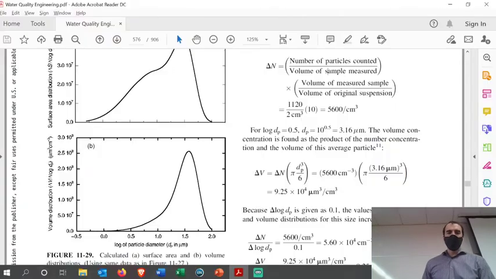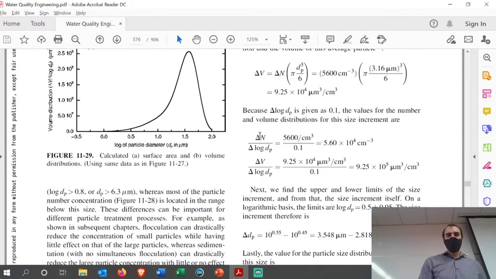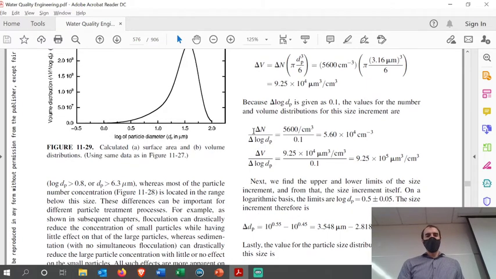Okay, so let's come back to what the book is showing. They solved that. Then, because the log of dp is given, we have values for the volume distribution for the size increment. Essentially they put the numbers into those equations, the numbers we have just solved, also knowing that the delta log dp is 0.1 is given. They're just solving for the answers here.